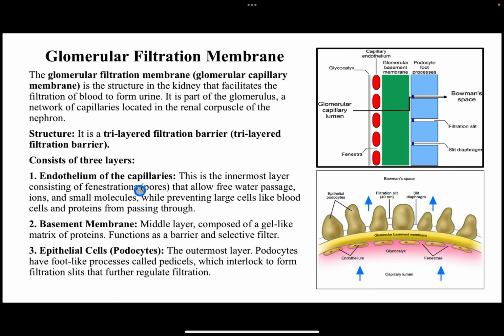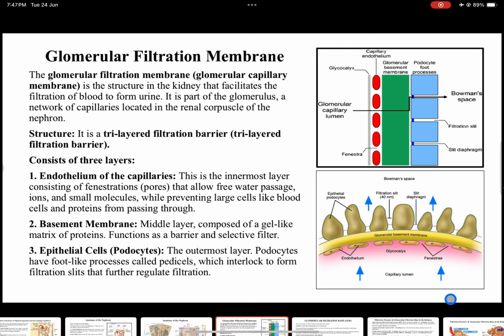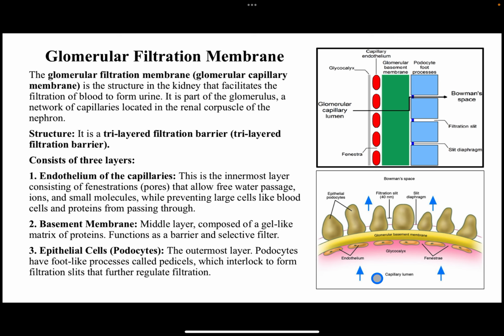The first and innermost layer, using the blood as the reference point, is the endothelium of the capillaries. The second layer is the glomerular basement membrane. And then the third layer is the epithelial cells or podocytes. It's the outermost layer if you are using the blood as the reference point. And these podocytes have foot-like processes called pedicels, which interlock to form filtration slits, which further regulate the filtration.